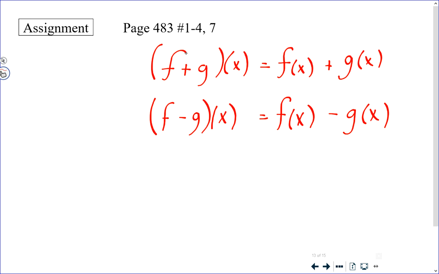So on page 483 of your textbook, questions 1 to 4 and 7 are recommended for practice. Have a go at them. If you have any questions, you know how to get a hold of me.